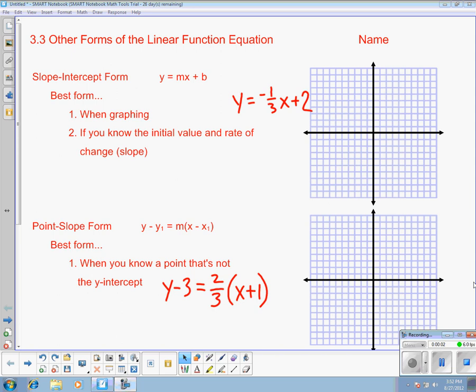Okay, we're getting into chapter 3. This is section 3.3 today, other forms of a linear function equation. I'm having some technical problems, so I've got a lot of it written out already, and I'm going to fill in some blanks. If you need to stop and start again to get caught up, feel free to do that.